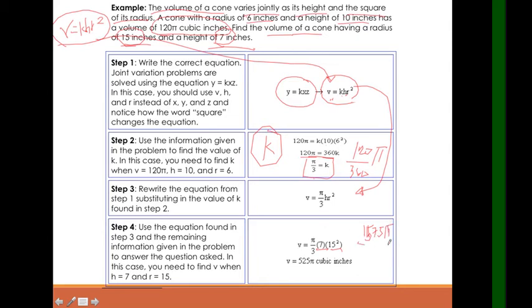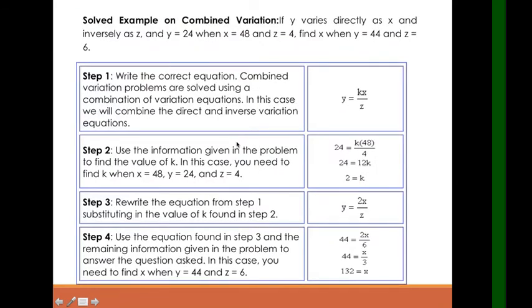Over 3. So, 1,575 divided by 3, you will get 525 pi cubic inches. Why inches? Because inches is what they use here, right? Inches. So, that will be the volume of the cone. By the way, it is cubic because in volume, the measurement is always cubic. Okay? So, another one. Now, for the combined variation.